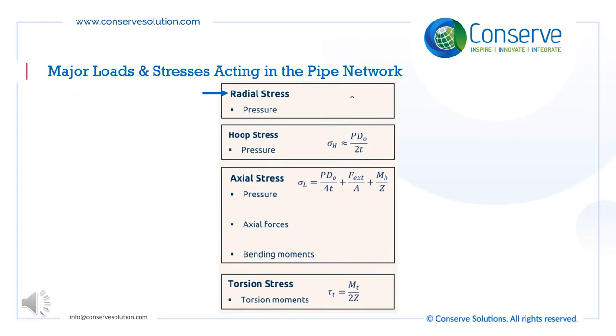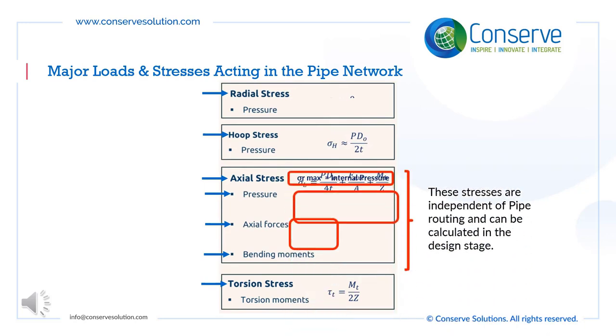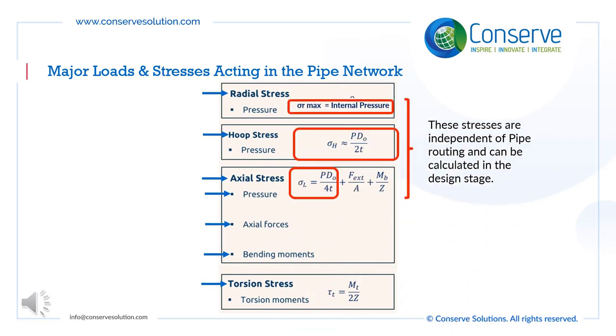The first one is the radial stress associated with pressure. Number two, hoop stress or tangential stress or circumferential stress, again associated with pressure. And there are three components to axial stress. One associated with pressure, next associated with any external axial forces, and third associated with the bending moments. So that is related to axial stresses. And finally, we have torsion stresses. So out of these stresses, the pressure related stresses are independent of the pipe routing.